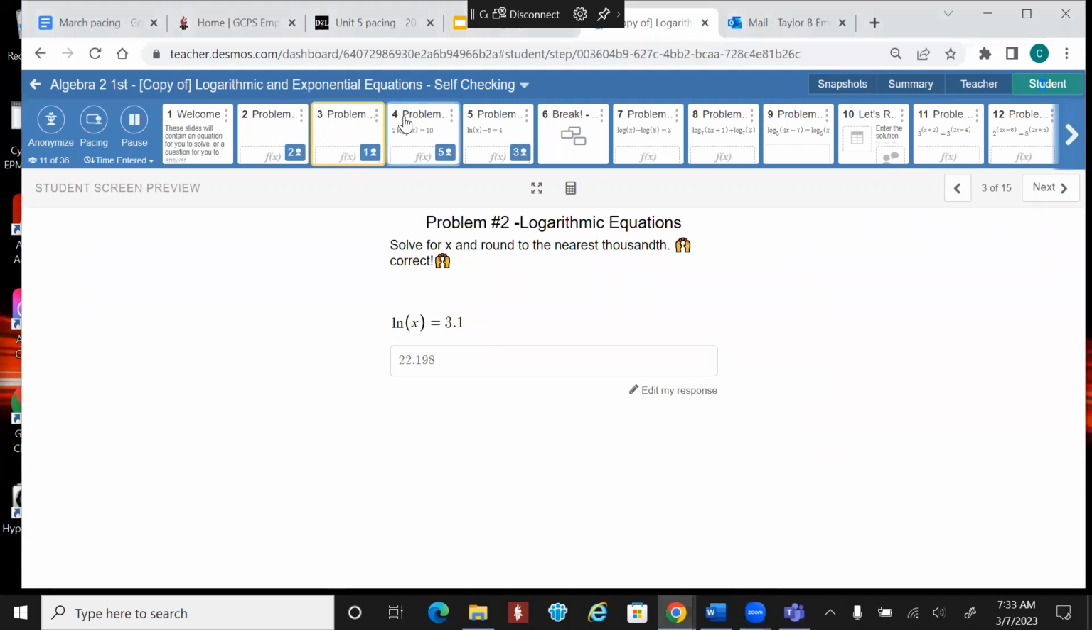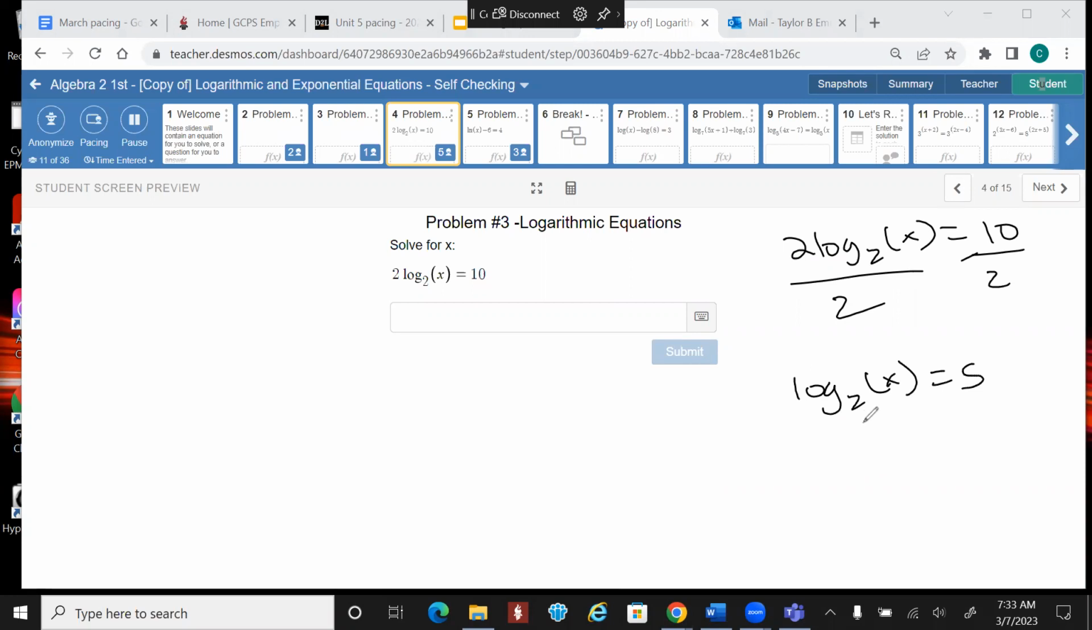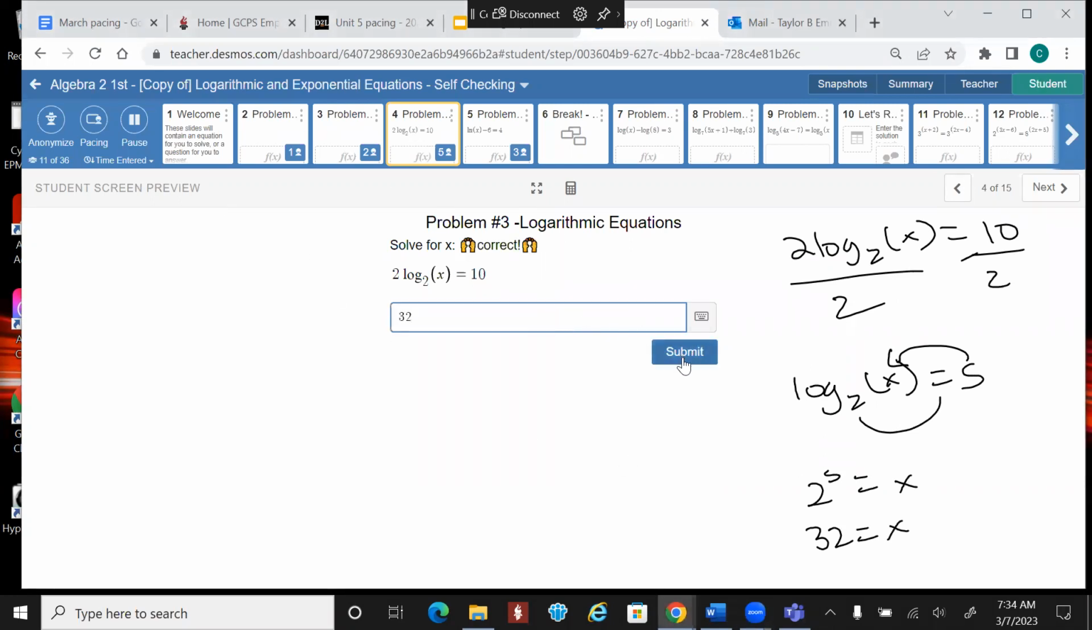Okay, so looking at slide 4, the first thing that we're going to do is we're trying to isolate that log, right? So we're going to divide by 5 on both sides. And so that's going to give me log base 2 of x equals 5. I'm going to do the circle of life. So that's going to give me 2 to the 5th power equals x. And 2 to the 5th power is going to give me 32. Yay.